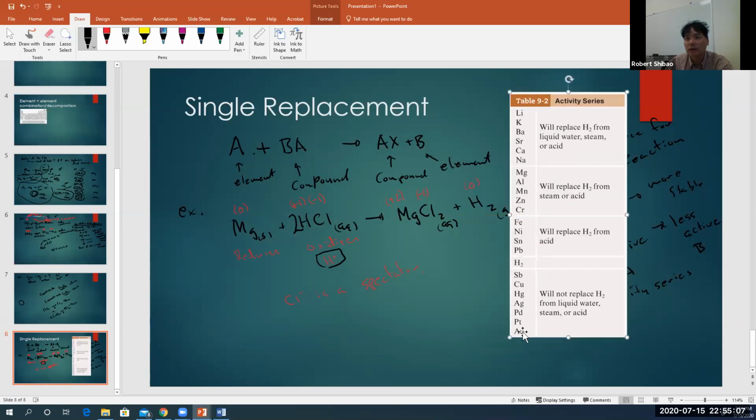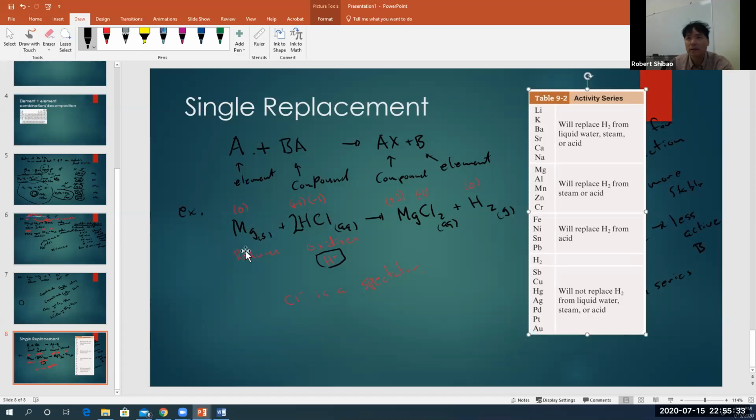So for example, gold is very inactive. Gold is stable. Lithium is very active. Lithium is unstable. Lithium, potassium, barium, strontium, calcium, sodium, these are very active and react, sometimes very violently. Gold, platinum, palladium, silver are unreactive. Those don't react. And so what we do is we compare magnesium, the element, with hydrogen, the element. And so when I compare magnesium with hydrogen in the activity series, magnesium versus hydrogen, I see magnesium's more active. More active means less stable. And I see hydrogen is less active. Less active means more stable.